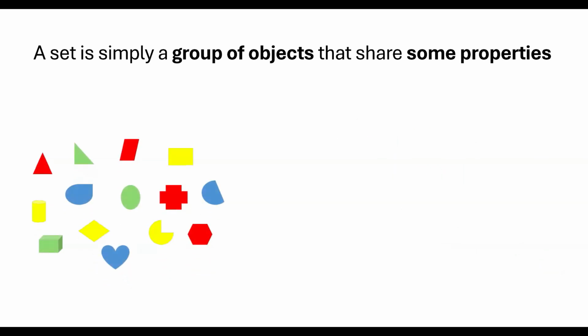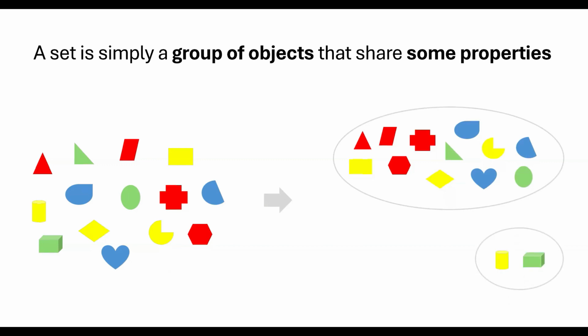Now, let's try again. We will group using a different property. All right, so I have 2 sets. Look at them and see whether you can work out what kind of property I used. In this case, the group is by the dimension property. The first set is 2D, and the second set is 3D.